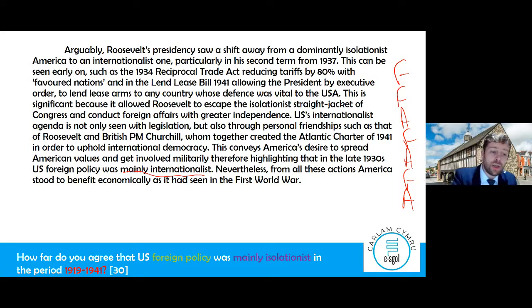You can also see my argument is being sustained. I'm sustaining the idea that America was involved in order to benefit its economy, you know what I mean, okay?